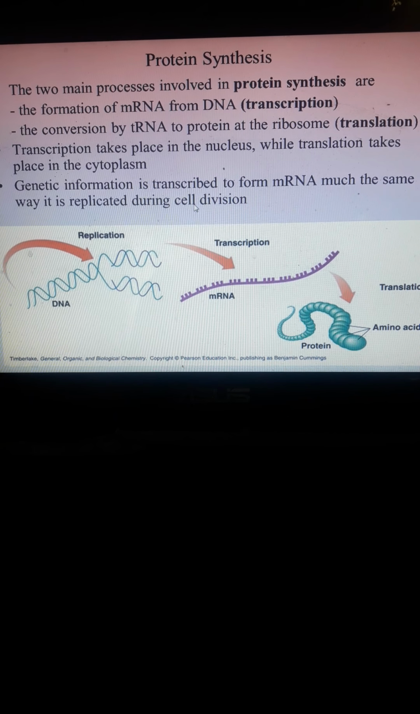So what is being replicated? In cell division, for example, there is the formation of two daughter cells, right? Before the formation of two daughter cells, in late anaphase, there is the formation of what we call the cleavage furrow. So the chromosomes will divide there. So exactly, that is also the genetic information that is transcribed. Okay? So, it is much the same way.